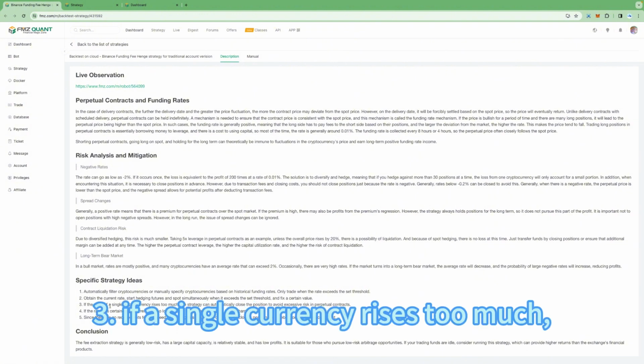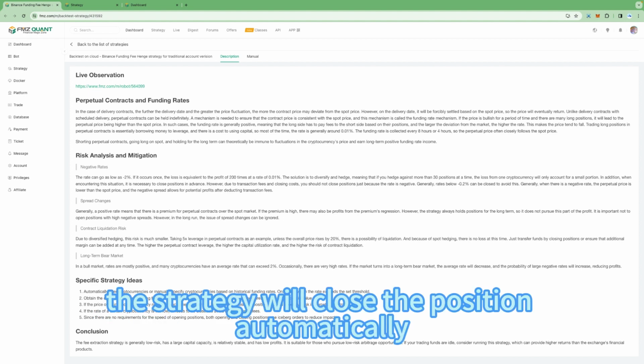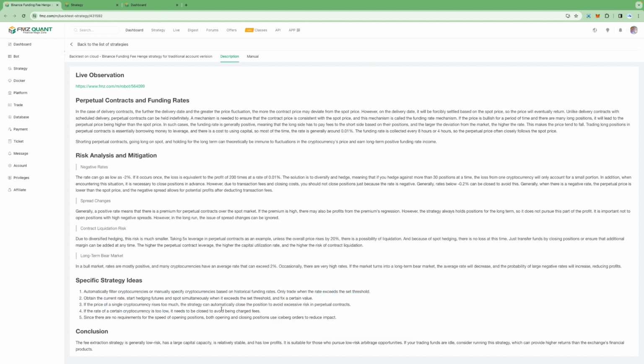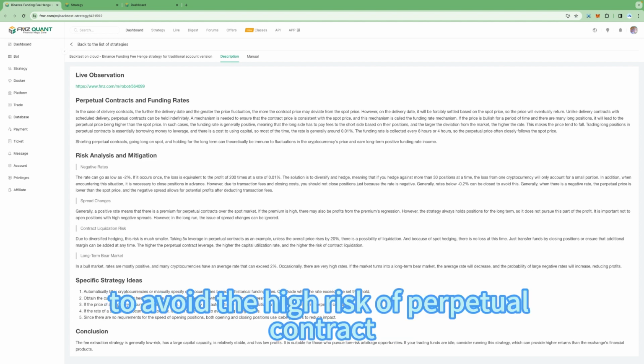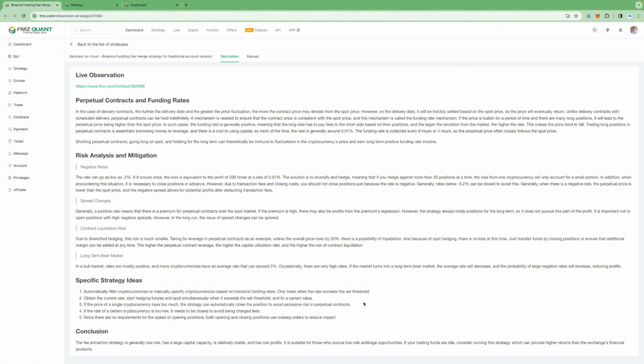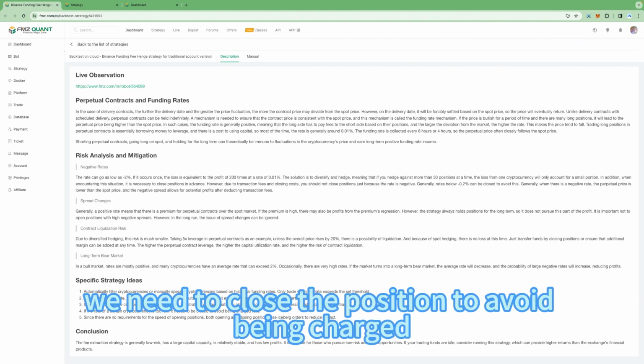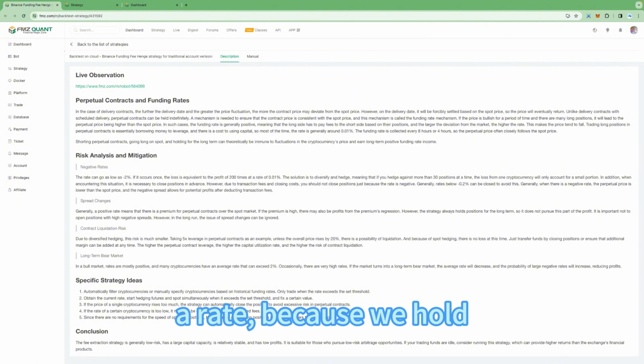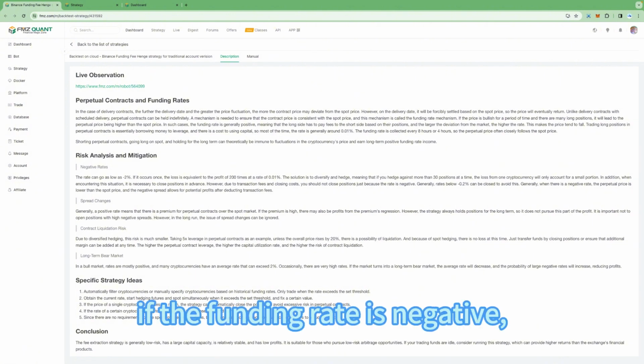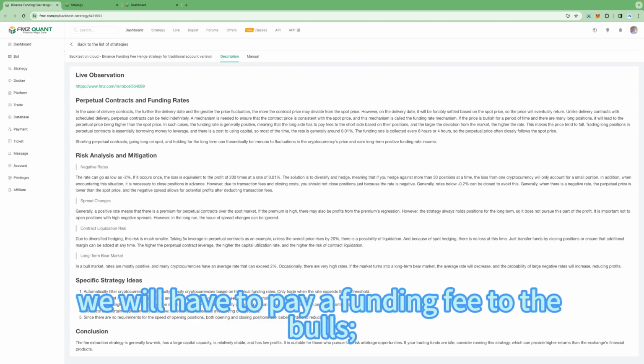Third, if a single currency rises too much, the strategy will close the position automatically, to avoid the high risk of perpetual contract liquidation. Fourth, if the funding rate of this currency is too low, we need to close the position to avoid being charged a rate because we hold short positions. If the funding rate is negative, we will have to pay a funding fee to the bulls.